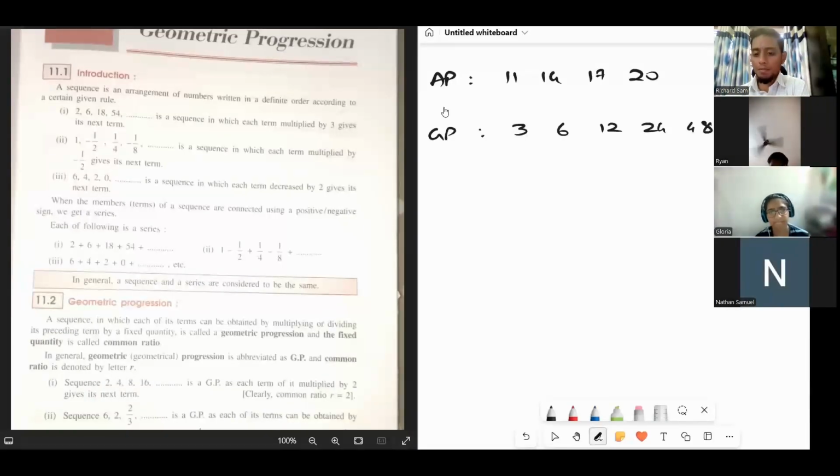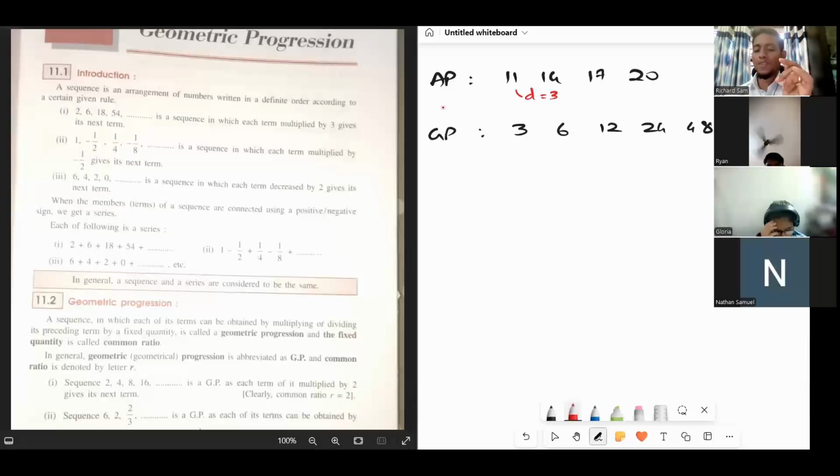All right, so here we have an AP, and for an AP there is a common difference. The difference here is 3, right? Between 11 and 14, there's a difference of 3. So you can see between every consecutive term of an AP, there is a difference of 3.